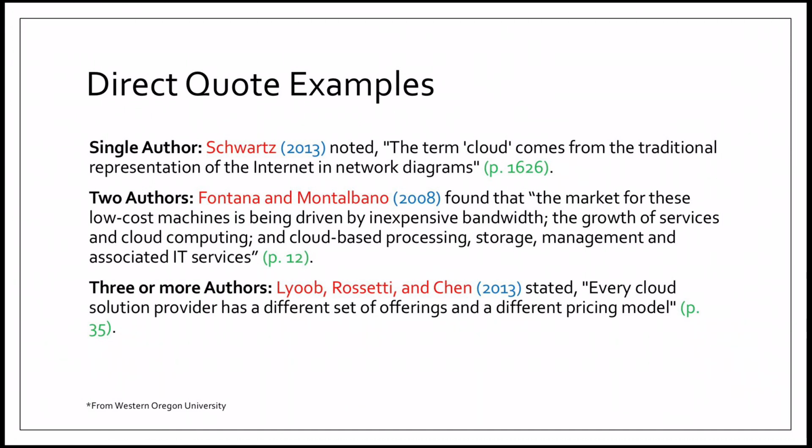All right, with two authors, it's pretty much the same. You have both authors here, Fontana and Montalbano, or I'm sorry, I butchered that one. But even regardless of how terribly I pronounce it, you're going to see that I have, immediately after the authors, the year of publication. We have our partial quote here, and then the page number.